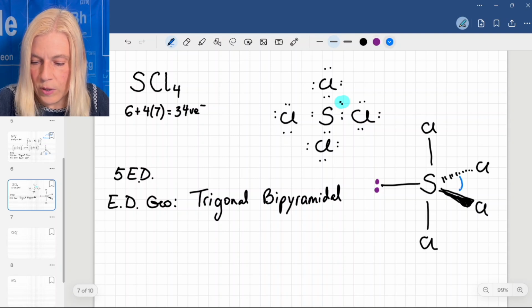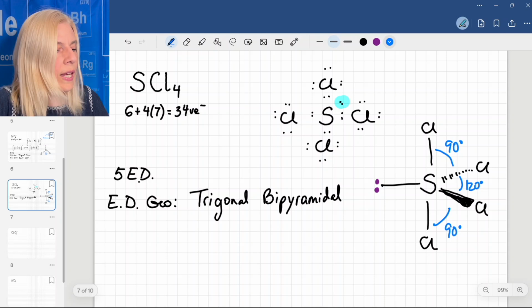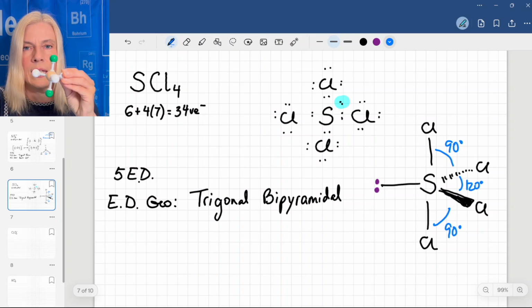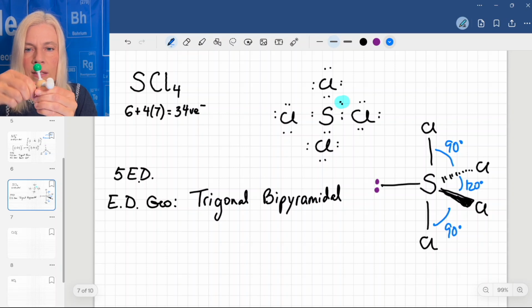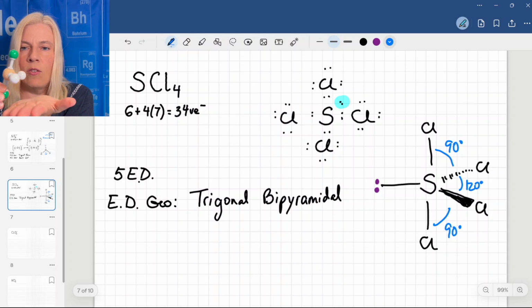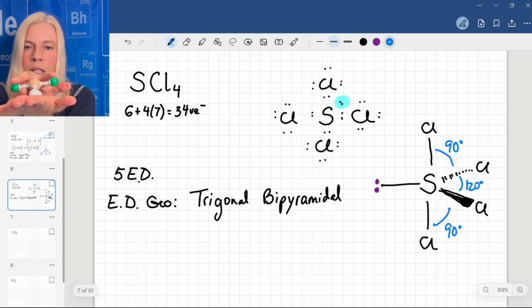Degree angles between these ones is 120, and then between every one of these is 90. If you take this molecule, so here it is, and let's take one of them away, it's there, it takes up space, but you cannot see it. Then you put it on a side. Do you see? It looks like a little seesaw. The green are the seats for the kid. Do you see it?